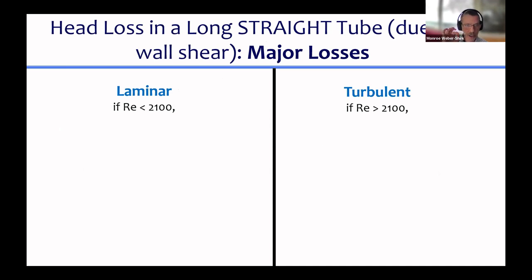So let me just do this quick review. This is about head loss in a long straight pipe, and it's long and straight, and that means that the losses are mainly due to shear on the wall of the pipe, and that shear is trying to slow the fluid down, or requiring a higher force to be applied to push the fluid through.